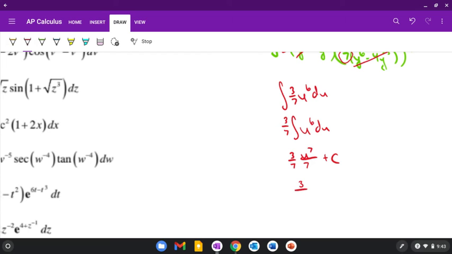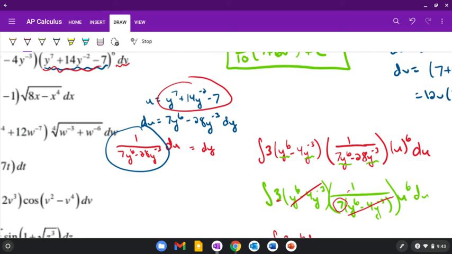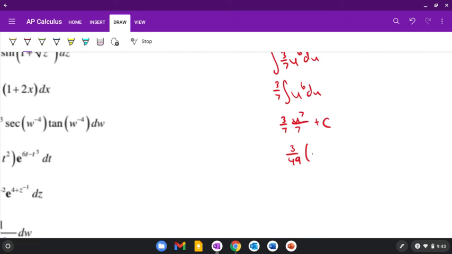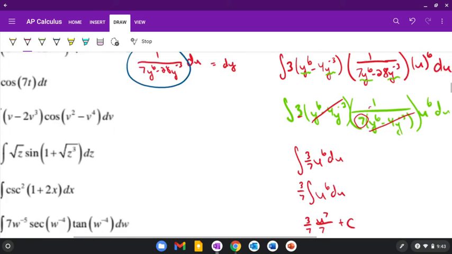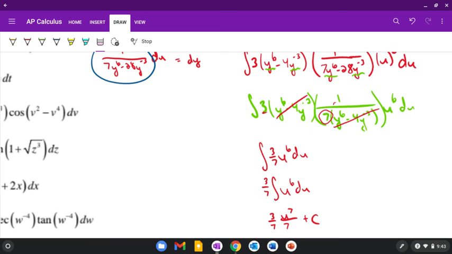Which we could write as really 3/49. And then that u we need to replace with what u equaled. U was this, y to the 7th plus 14y to the -3, I believe, right? Oh, sorry, -2 minus 7.